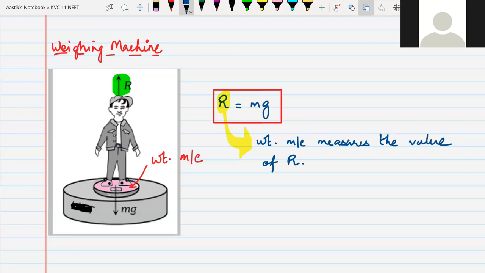The lift starts to move. If it is on a lift, then what will happen? So we'll do it case by case and I will give you everything. So you can note it down and see for yourself what will happen in all of these cases. And if you can understand, it is same as what was happening in case of a spring balance.